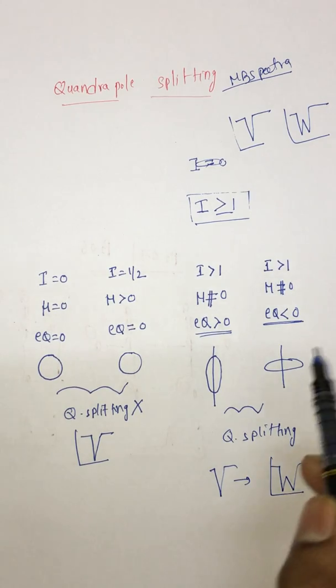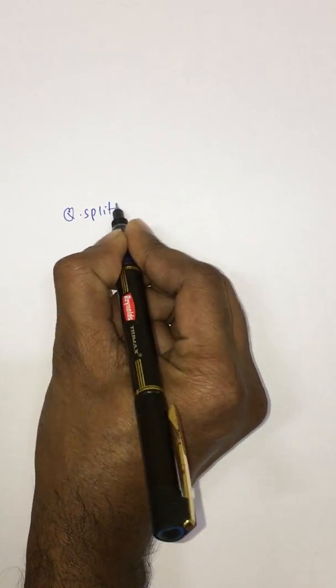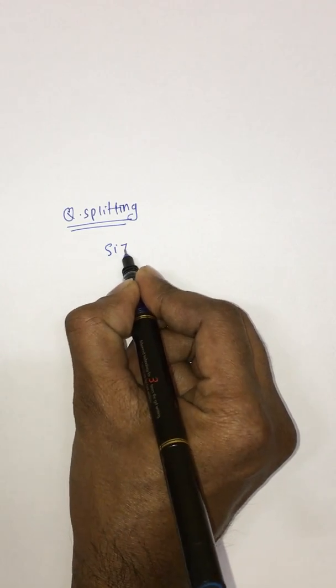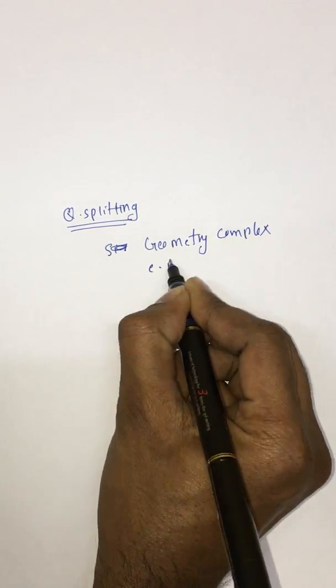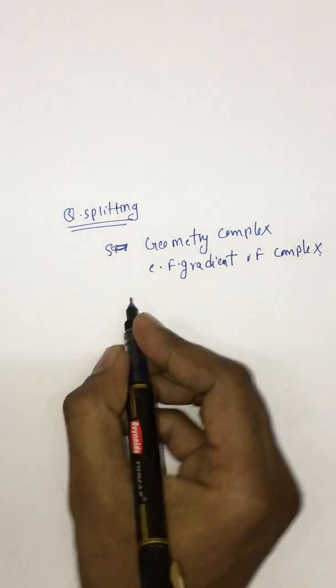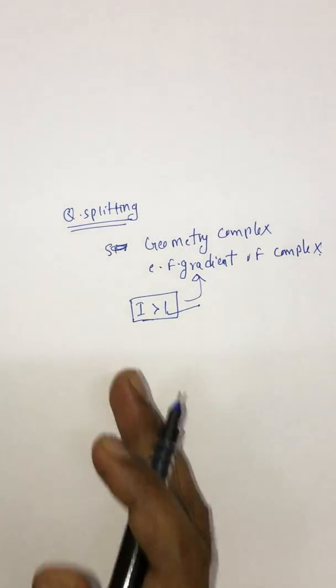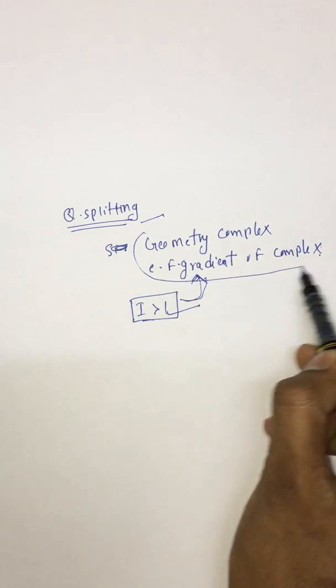Quadrupole splitting mainly depends upon the nuclear spin value. If the nuclear spin value is greater than or equal to 1, we will see quadrupole splitting. This quadrupole splitting depends upon the shape and geometry of the complex and the electric field gradient of the complex. When I is greater than 1, the nuclear spin interacts with the electric field gradient, and this leads to quadrupole splitting. Quadrupole splitting depends upon the geometry and electric field gradient of the complex.